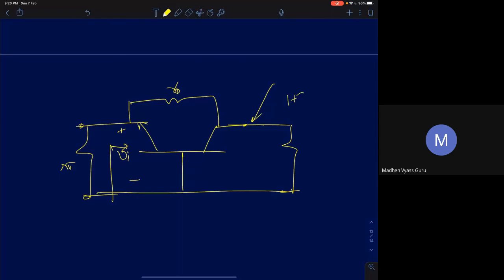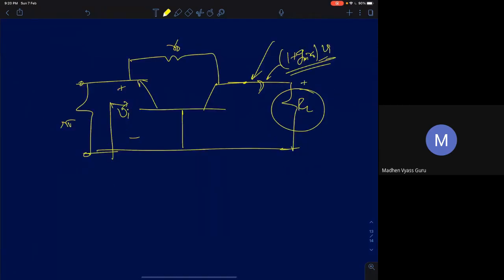Can I say it is 1 plus Gm R naught into Vi? If I assume RL to be very high, it will be approximately 1 plus Gm R naught into Vi, the intrinsic gain times Vi. So what is the current flowing through this resistor? The voltage across the resistor is 1 plus Gm R naught into Vi, so the current is 1 plus Gm R naught divided by RL, into Vi.